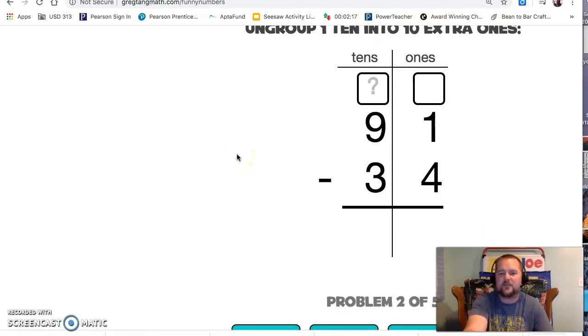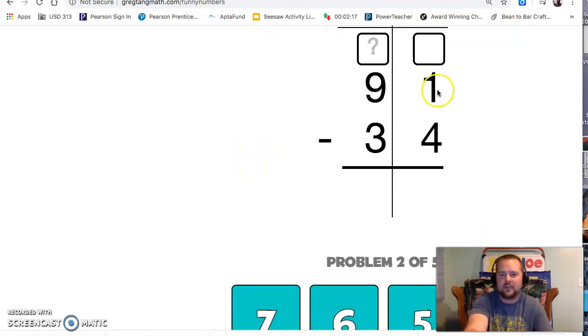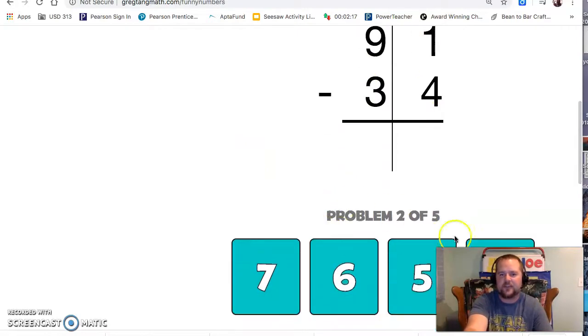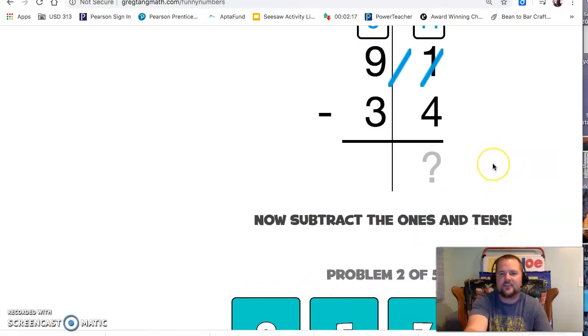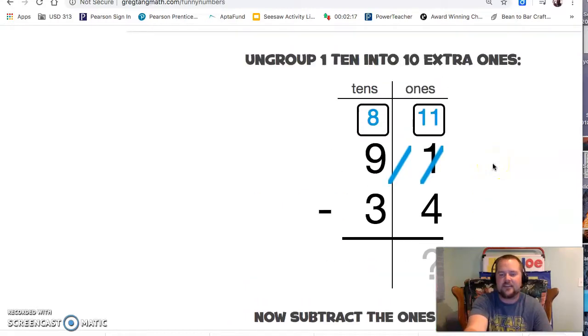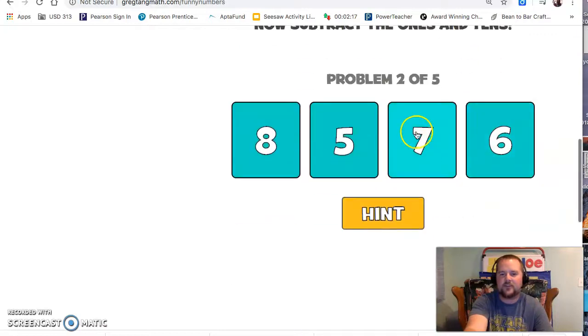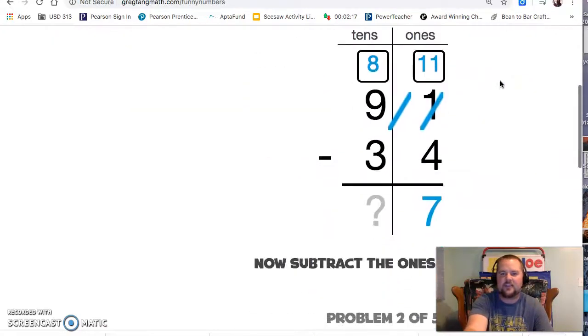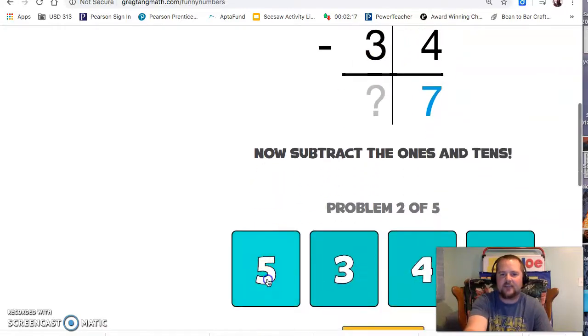One more. 91 minus 34. We need to ungroup. We can't do 1 minus 4. So that's going to be 8 tens and 11 ones. 80, 11. Now we can subtract. 11 ones minus 4 ones equals 7 ones. 8 tens minus 3 tens equals 5 tens.